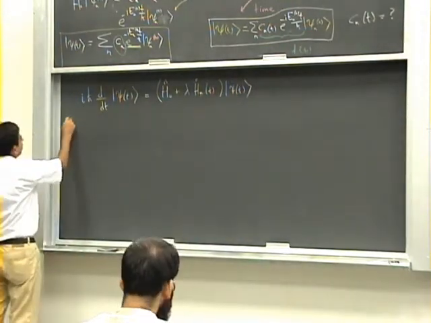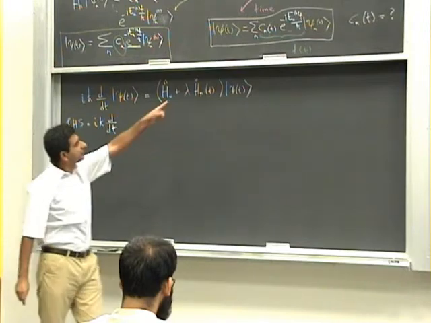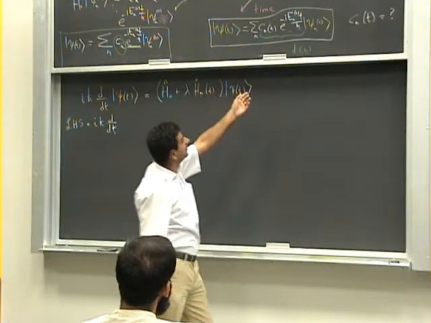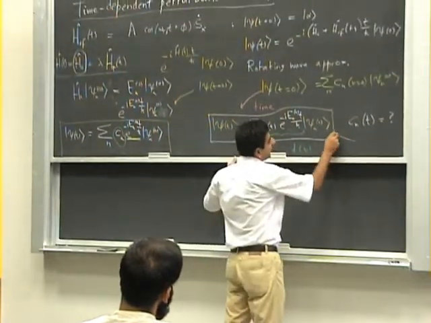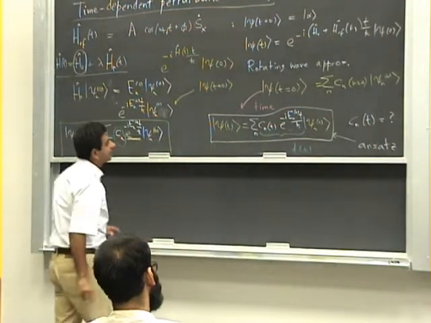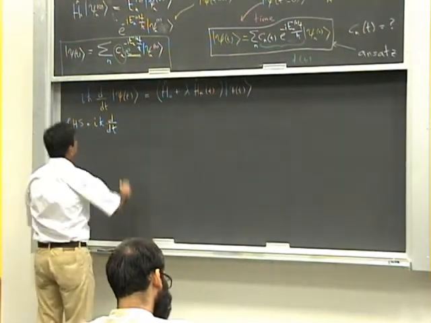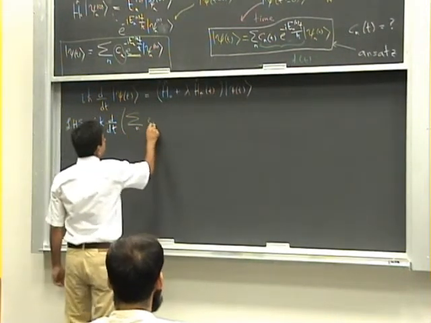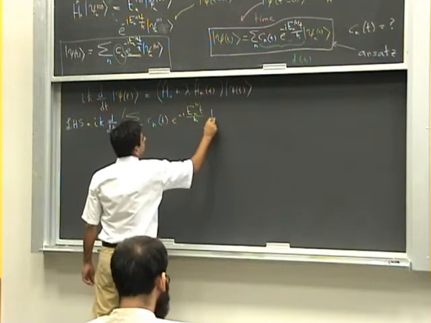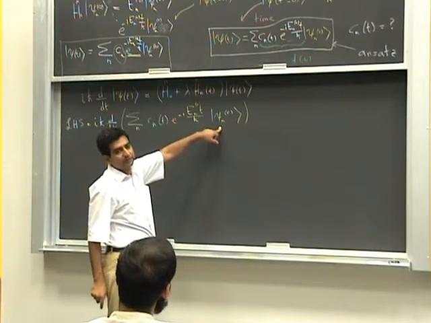Now let's look at the left hand side of this equation, iota h bar d by dt of our time dependent state. But this is an ansatz. This kind of approach is called using the wave function as an ansatz, as a trial solution. We are putting this ansatz into the left hand side of the time dependent Schrodinger equation, the time derivative of the state, Cn of t. Remember, these psi n naught are labels for time independent states.